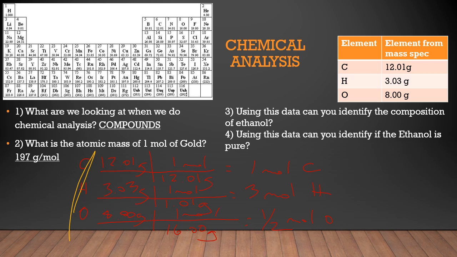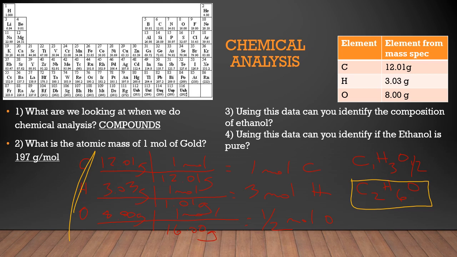This is how it would look: carbon, hydrogen, oxygen. And since we can't have half a mole, we need a whole number, so we need to go ahead and multiply that through by 2. So we would have 2 carbons, we would have 6 hydrogens, and 1 oxygen. And this is the chemical formula of ethanol.